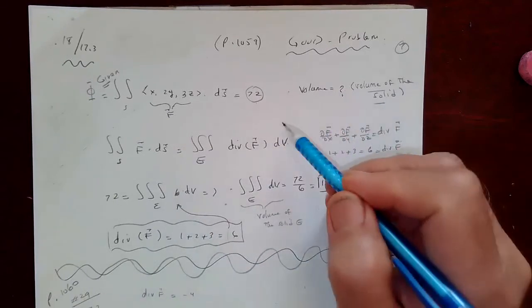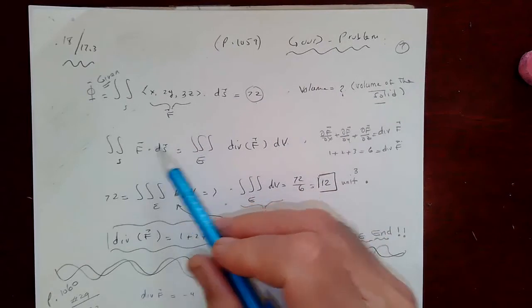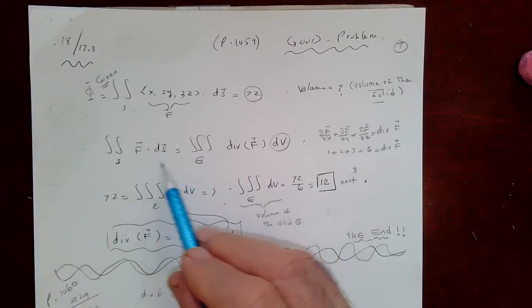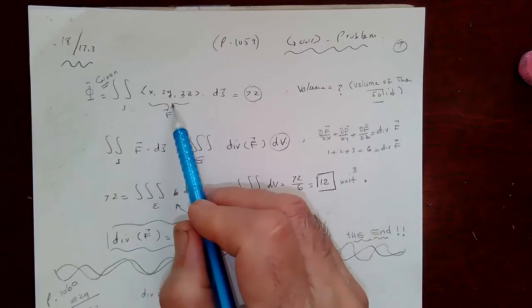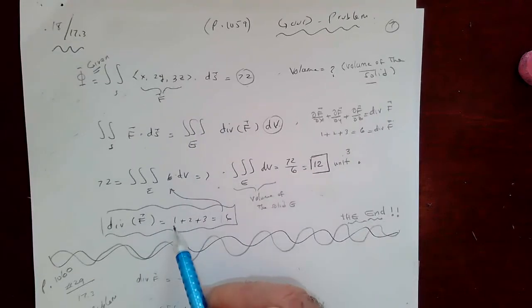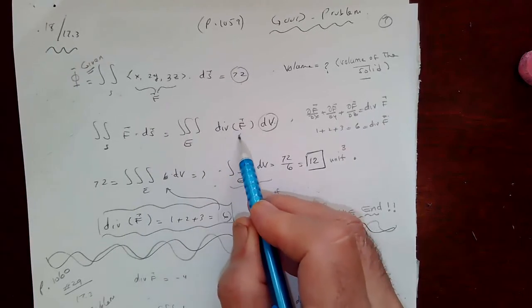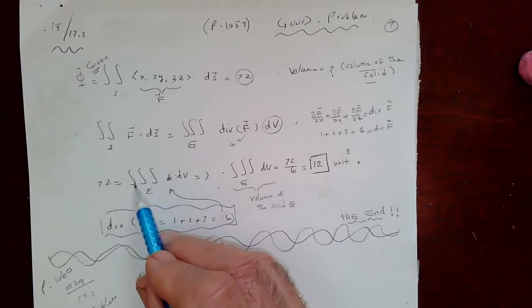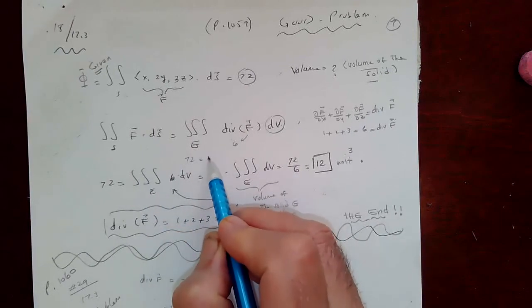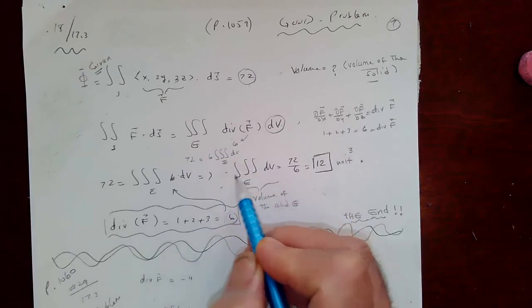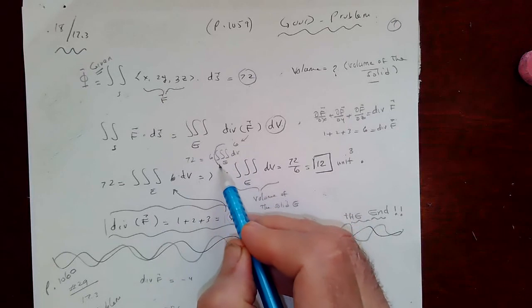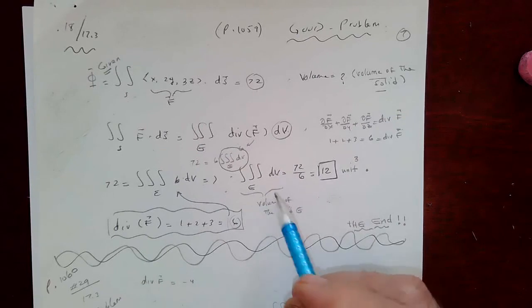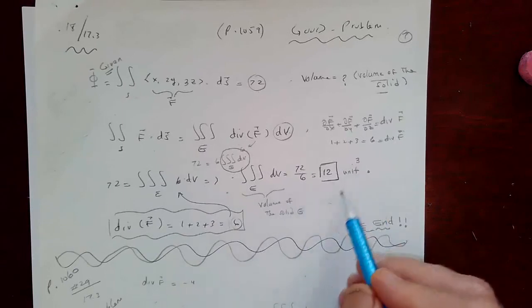So do you know the relationship between the flux integral and the triple integral over the volume element? Well, I know this is the same as this guy, and this is the vector field. So I'm going to take its divergence, which comes up to 6. So there it is. I just replace this guy with 6. Then I'm going to pull the 6 out, right? Then I'm going to end up with 72 equal to 6 times the triple integral of dV over E, solid E. But this triple integral represents the volume of the solid. So all I have to do is divide 72 by 6. There you have it.